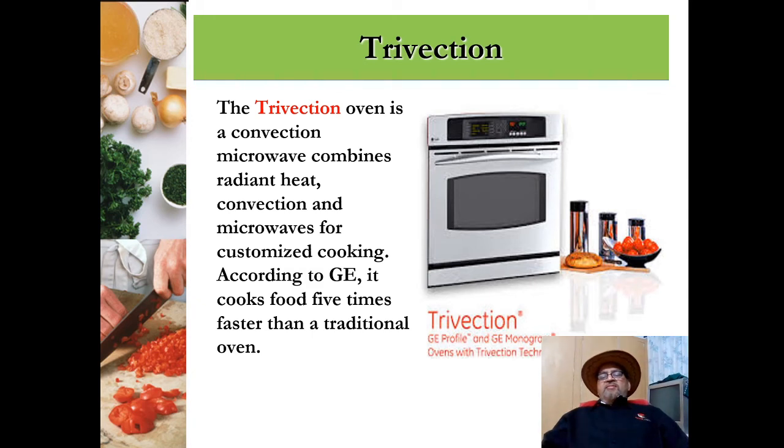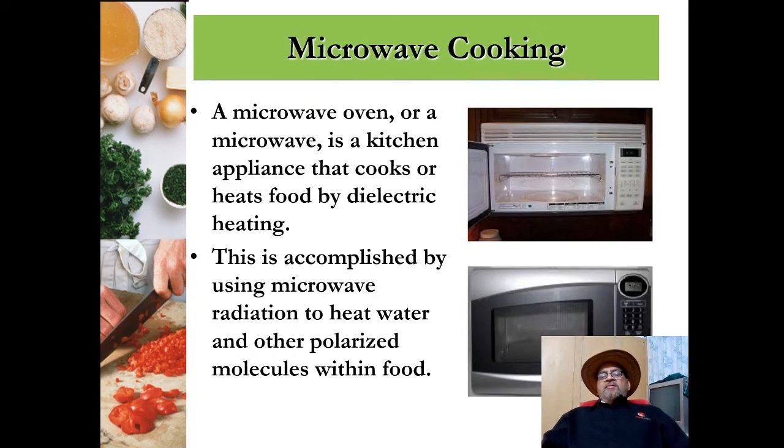And microwave cooking, even though it is not strictly baking, it is cooking with the help of radiation, but for the sake of categorization, we have put it under baking. A microwave oven or a microwave is a kitchen appliance that cooks or heats food by dielectric heating. This is accomplished by using microwave radiation to heat water.